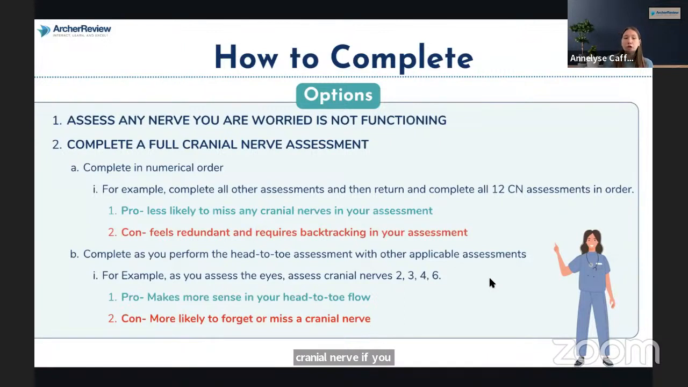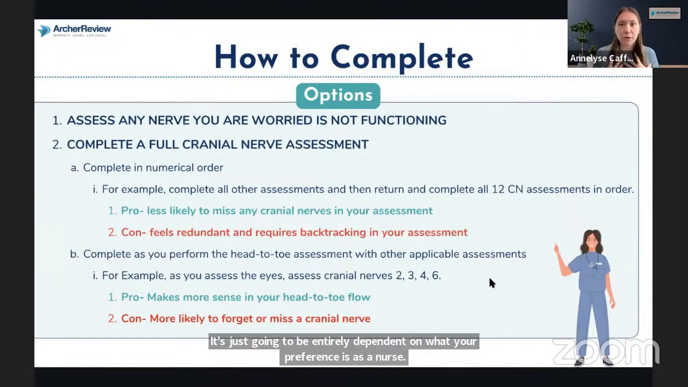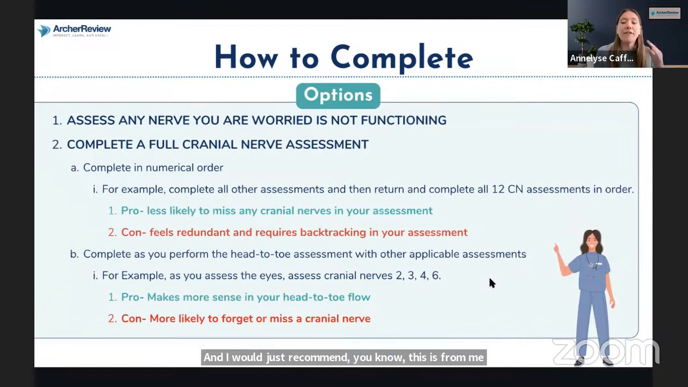Some people prefer to do just the entire head to toe assessment, and then they'll come back and do the 12 cranial nerves and they go in order. So I'm doing cranial nerve 1, I'm doing cranial nerve 2, I'm doing cranial nerve 3. So just find the flow that works for you. There is not a right answer and there's not a wrong answer. It's going to be entirely dependent on what your preference is as a nurse. And I would just recommend, from me with years of experience at this point, find your flow and stick to that flow.